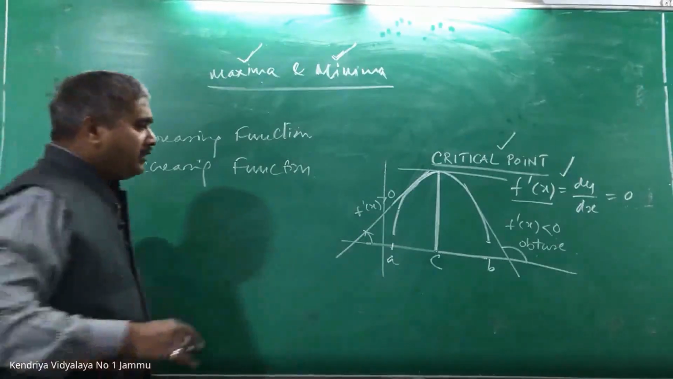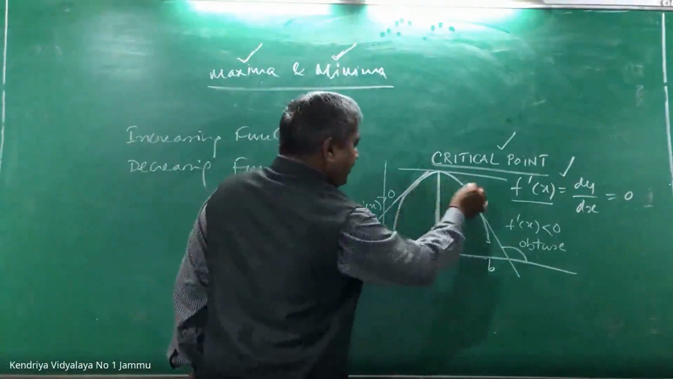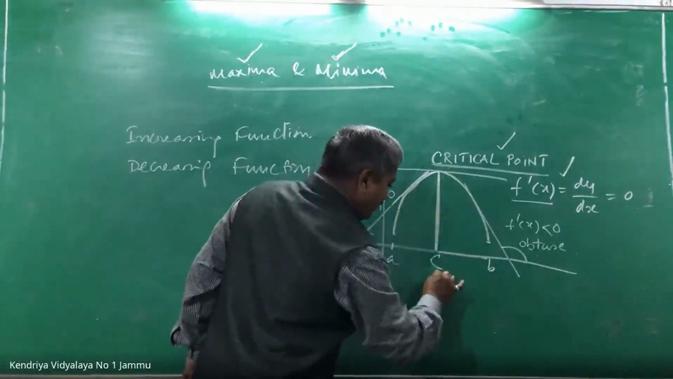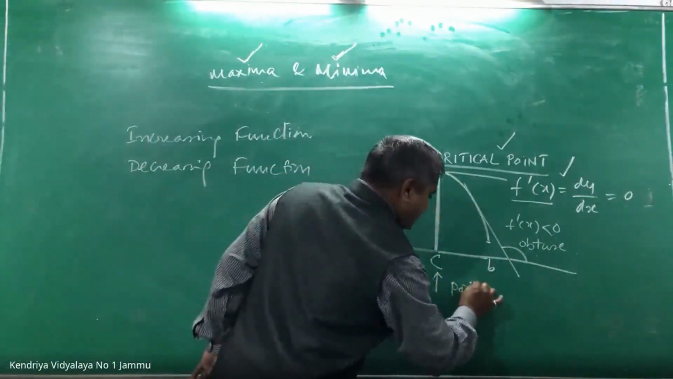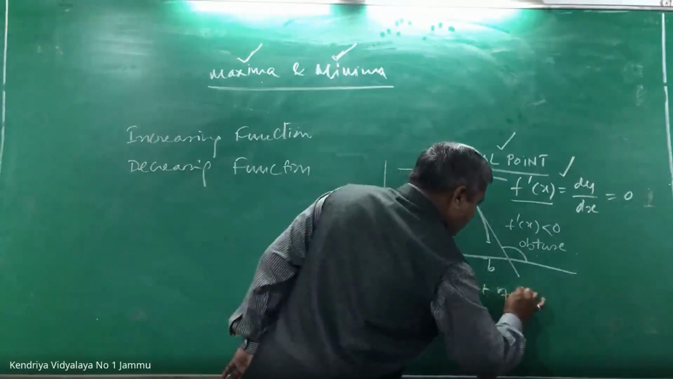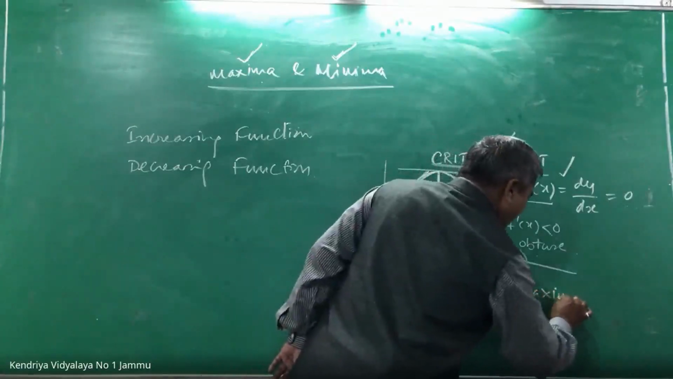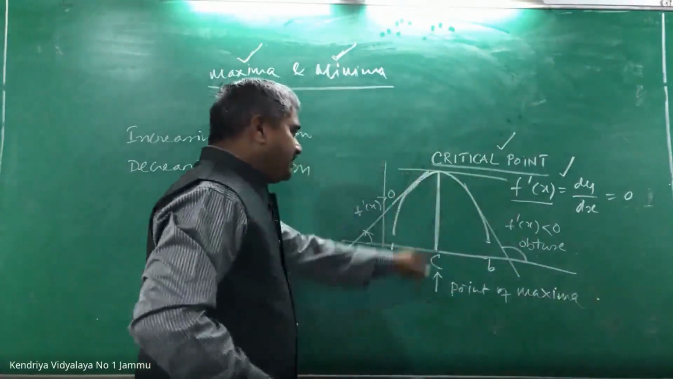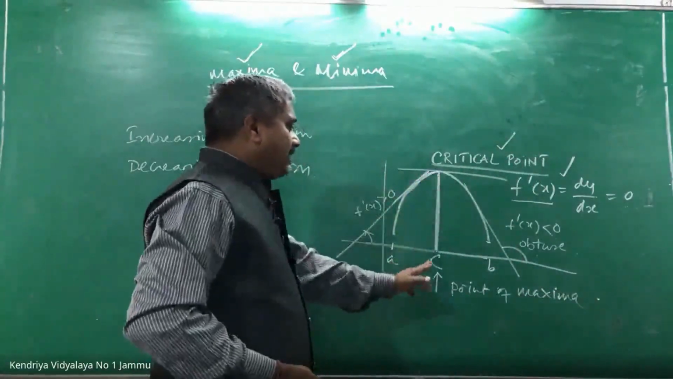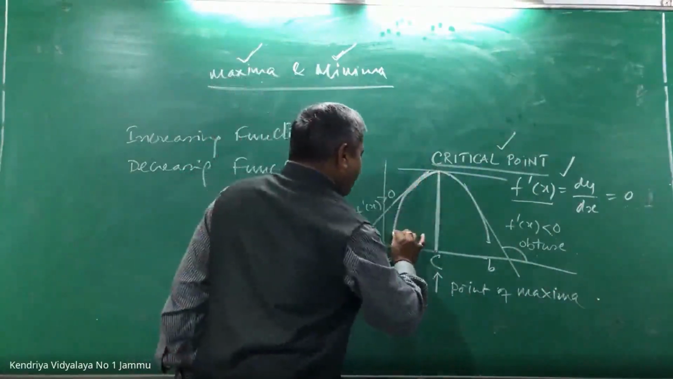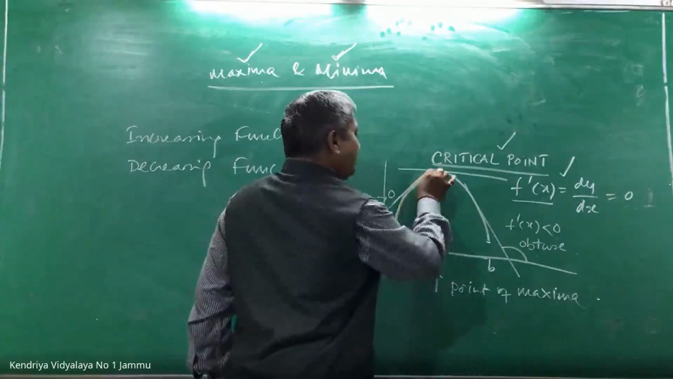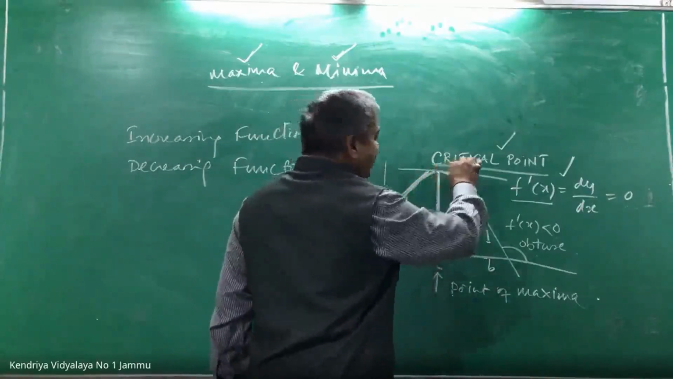Yeah. Now, in this interval, the point C is actually called the point of maxima. Why is it called the point of maxima? Because that is the point up to which height only the curve could travel. After this height, it has to come down.